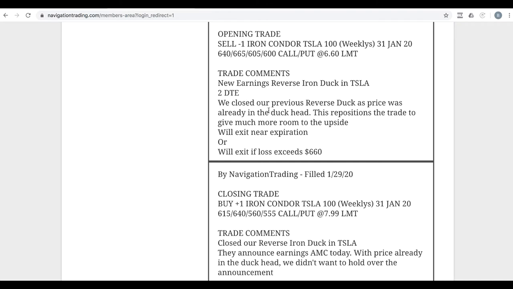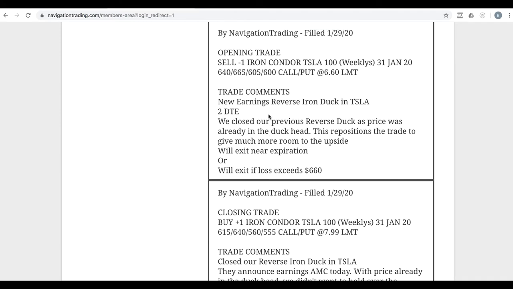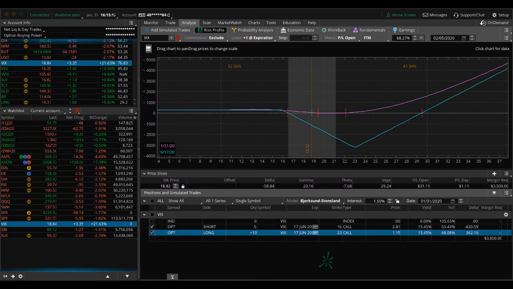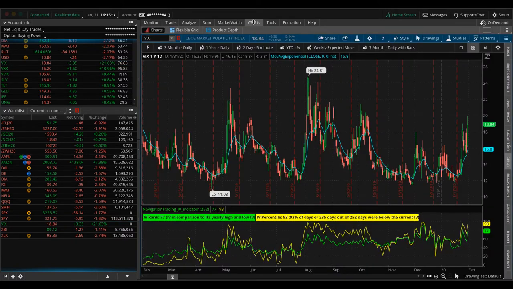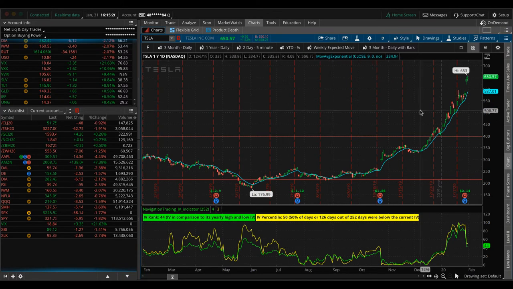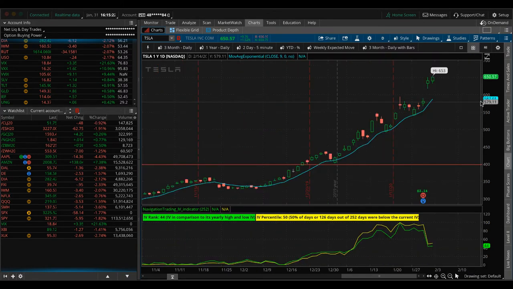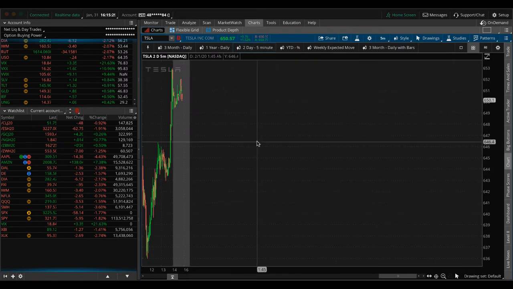Now, what happened in Tesla? Well, Tesla had a big move higher. Remember, this was a reverse iron duck, TSLA. And so price moved well outside the expected move at this jump here. Now, the overnight, let's look at the intraday, because that really tells the story, right?